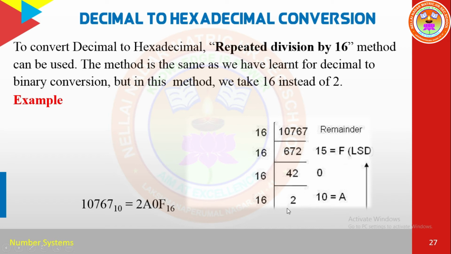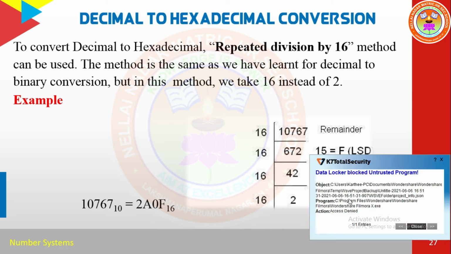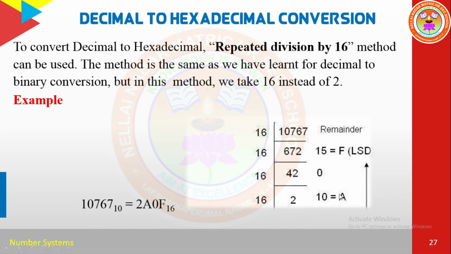Now take the value from the bottom to top. The first number is what? 2, then 10, then 0, then 15. But in hexadecimal, 0 to 9 is the common number. After 9, number 10 should be represented as alphabet A. Did you remember that? Already I told in the theoretical class, right? So number 10 should be represented as alphabet A, and number 15 should be represented as alphabet F. So that's why instead of 10, you just mention A, and instead of 15, you just write F.